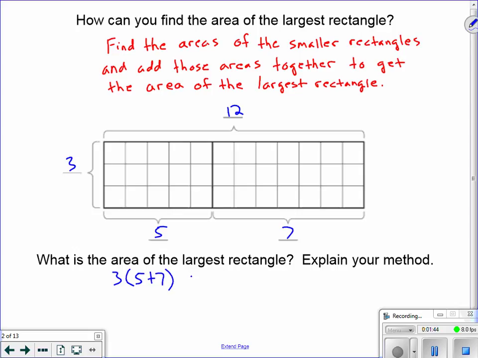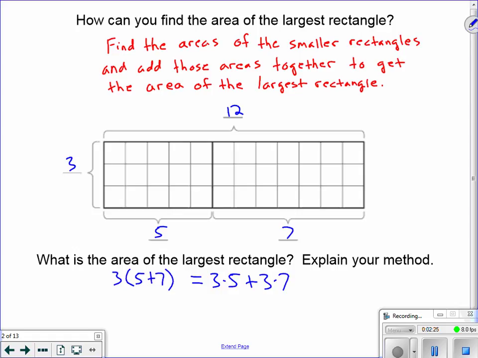Another way, which would give us the same answer in the end, is I could just look at the smaller rectangle, which is a 3 by 5. So I could multiply 3 times 5 to get the area of that smaller one, and then I could add that to this medium-sized rectangle here, which is 3 by 7, and get the area of that one. And then if I add those two areas together, I will end up with the area of the largest rectangle.